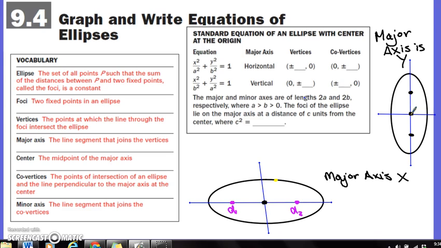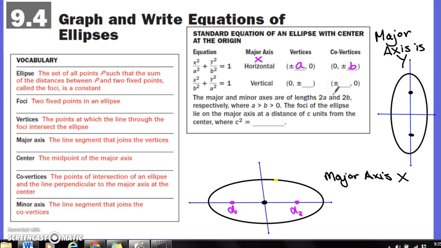So here we go. Here are the formulas. These are important things to know. When your major axis is horizontal, so your major axis is x, then the equation is x squared over a squared plus y squared over b squared equals 1. That means that your vertices are plus or minus a, and your co-vertices are plus or minus b.